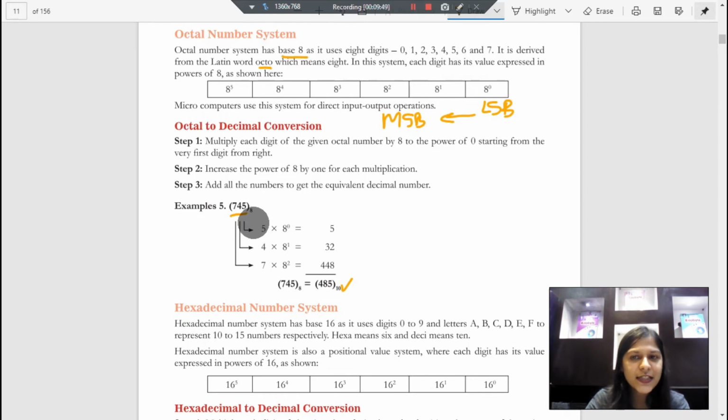So 5 is in the least significant place, which is 0. 5 into 8 to the power 0. 8 to the power 0 is 1. So 5 multiplied by 1 is 5.